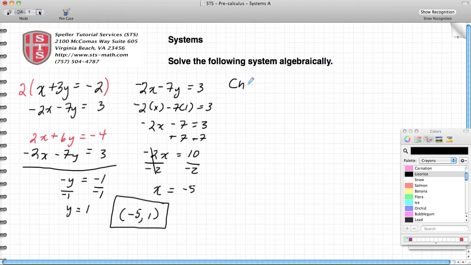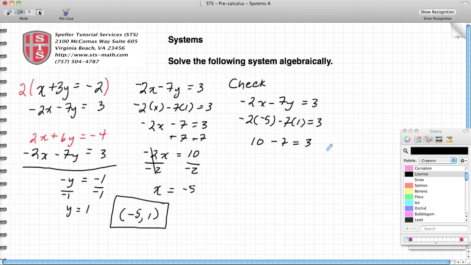Let's go ahead and do a check to make sure that our work here is done correctly. I'm going to again start with the second equation because I made no manipulation. So let's just rewrite that equation. Negative 2x minus 7y equals 3. Now we're going to do our substitutions. Negative 2 times x, we said was negative 5, minus 7 times y, which we said was 1. And that should evaluate to 3. Negative 2 times a negative 5 gives me a positive 10, minus 7 times 1, which leaves me 7.